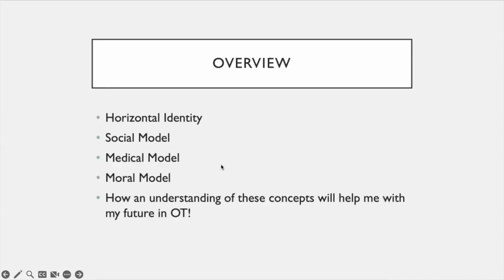So for this reflection, I will be talking about the topics of horizontal identities, the social model, the medical model, and the moral model. And then I will discuss how understanding these concepts and how they are connected will aid me in my future career of becoming an occupational therapist.